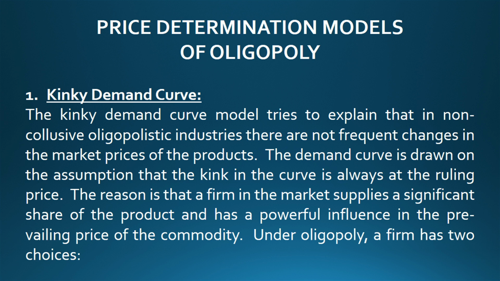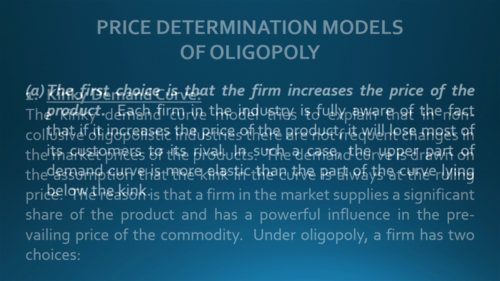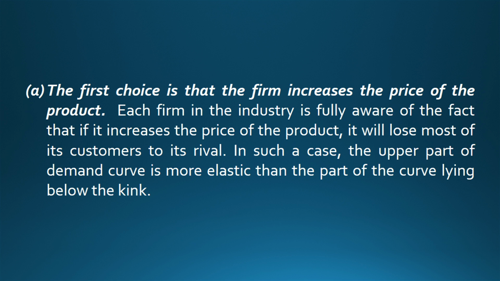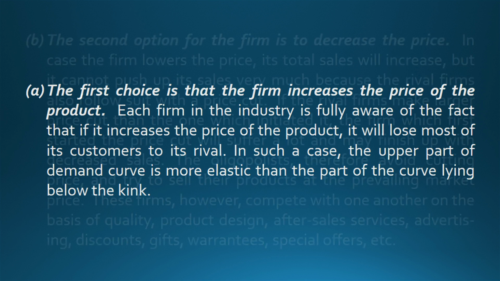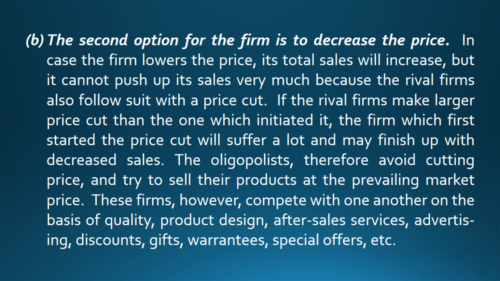Under oligopoly, a firm has two choices. A. The first choice is that the firm increases the price of the product. Each firm in the industry is fully aware of the fact that if it increases the price of the product, it will lose most of its customers to its rival. In such a case, the upper part of the demand curve is more elastic than the part of the curve lying below the kink. B. The second option for the firm is to decrease the price.